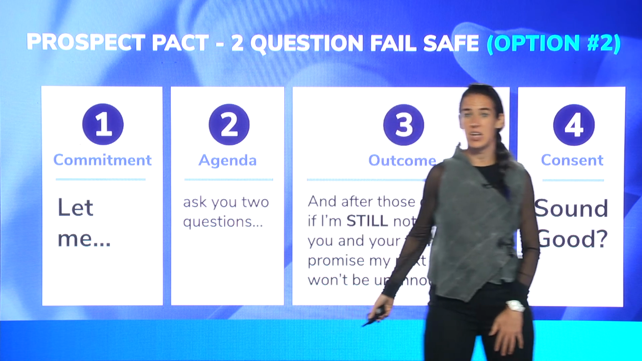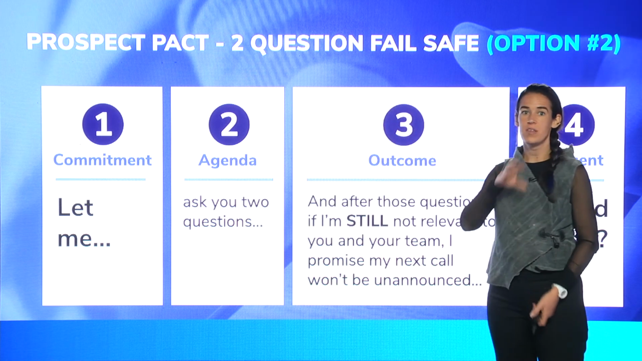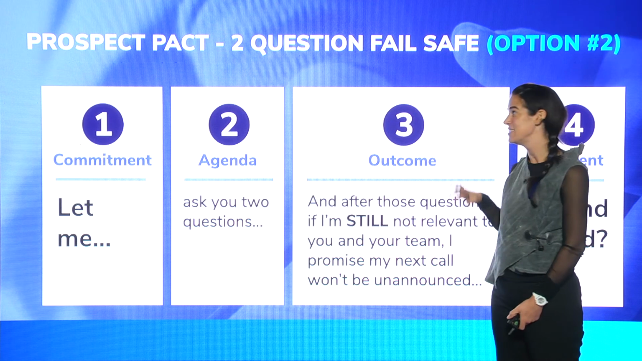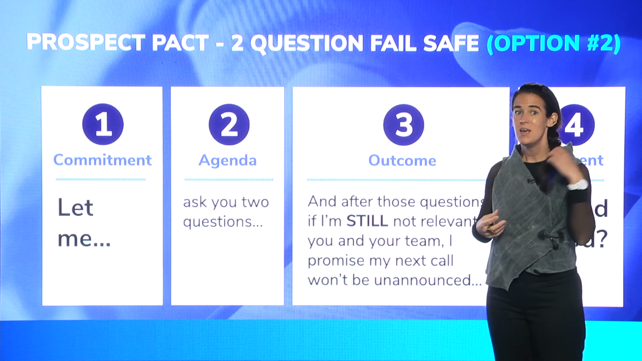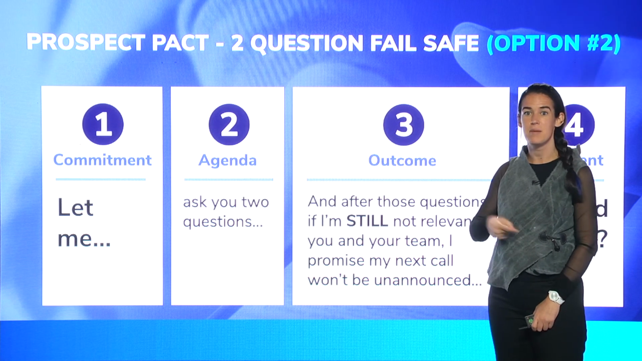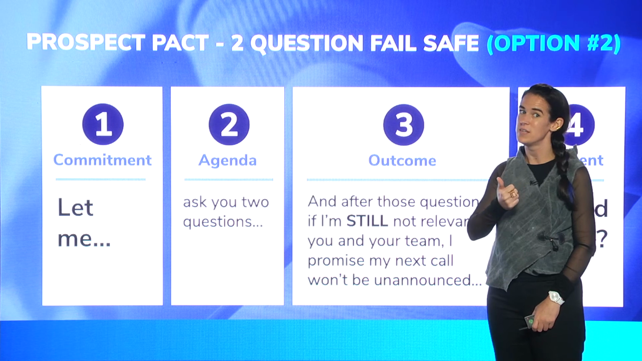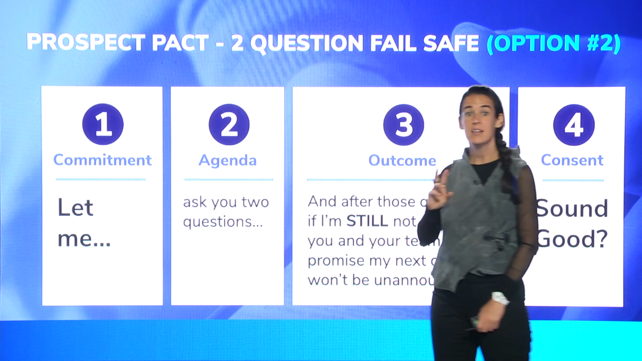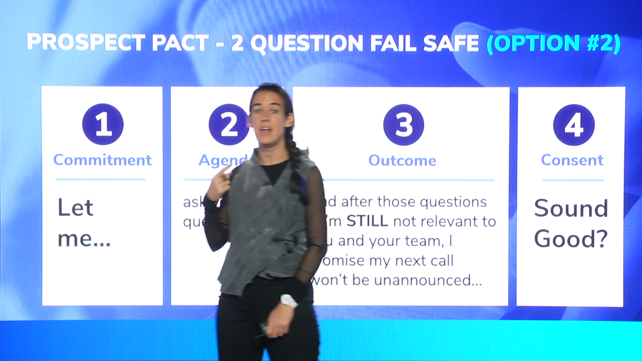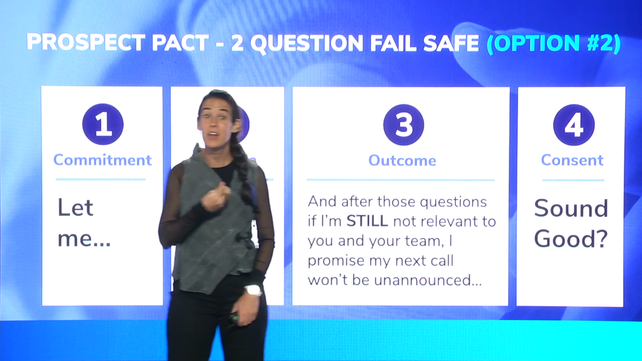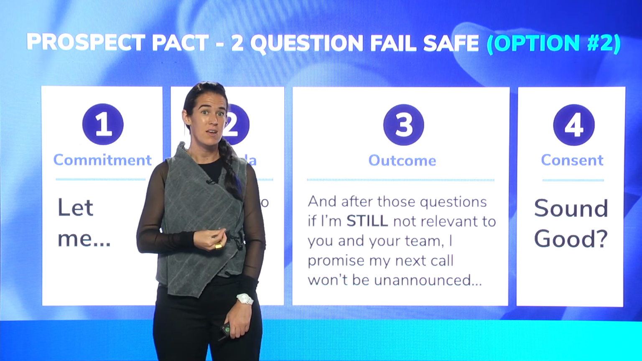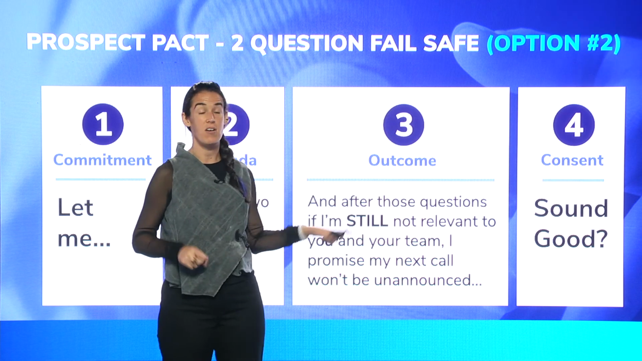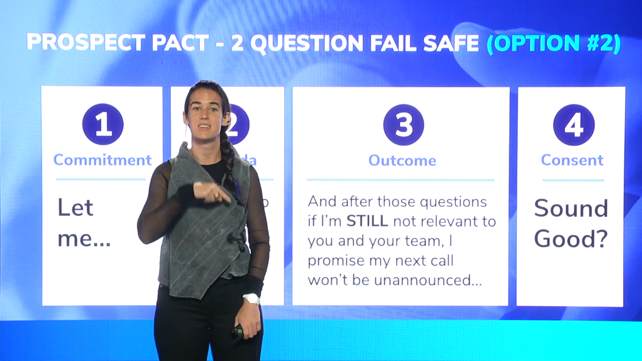Another pack that I use is what I call the prospect pack for a 2-question fail-safe. This has higher conversion on the back end, but it's tougher to do. So I would start with option 1. But basically, there's the same 4 pieces: commitment, agenda, outcome, and consent, with a little bit of a twist. I would say, how about this? Let me ask you 2 questions, and if after I ask those 2 questions, I'm still not relevant to you and your team over at Seismic, I promise my next call won't be unannounced. Sound good? So same type of structure, but you're asking for the outcome of being able to ask 2 questions versus giving an elevator pitch, so to speak.